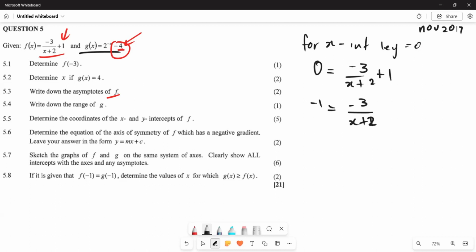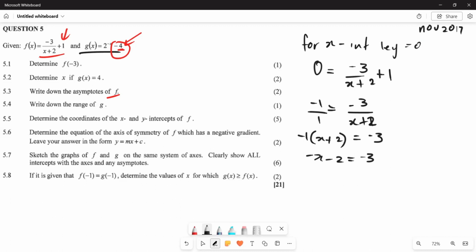Now you're going to take the denominator and multiply it to this side. So this is the same as -1 multiplied by x plus 2 equals -3. Basically what we did here, we cross multiplied. Right? So now when you're solving this, this is the same as -x and -2, which equals -3.